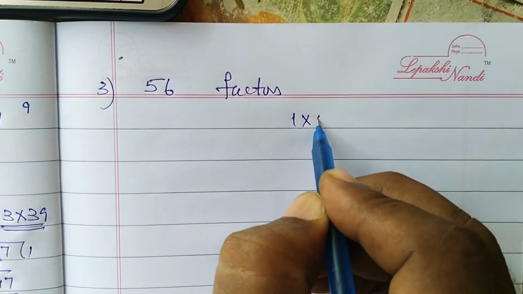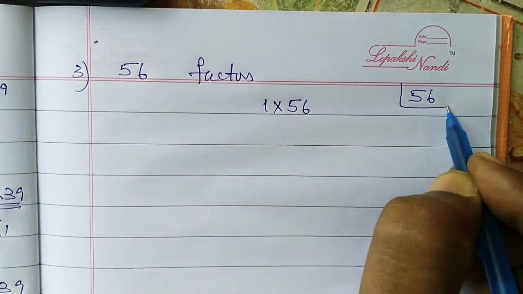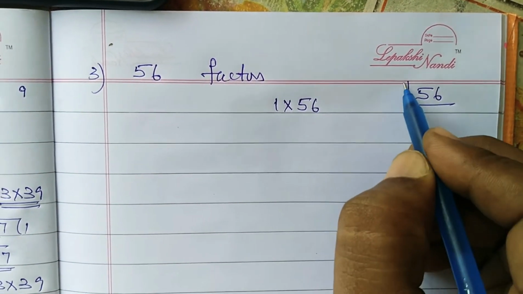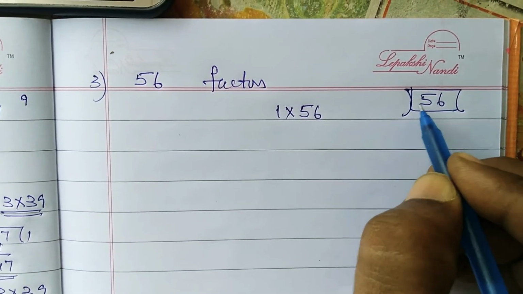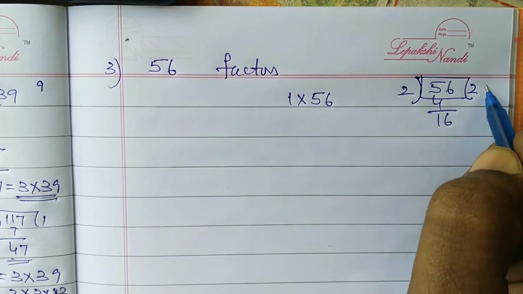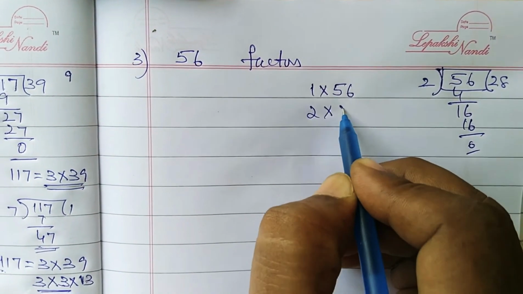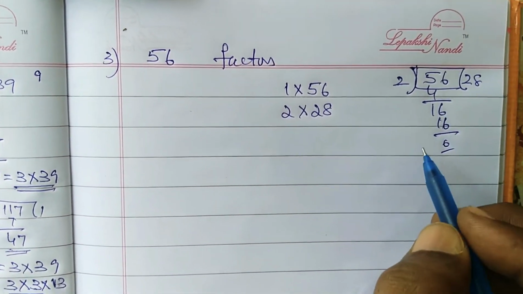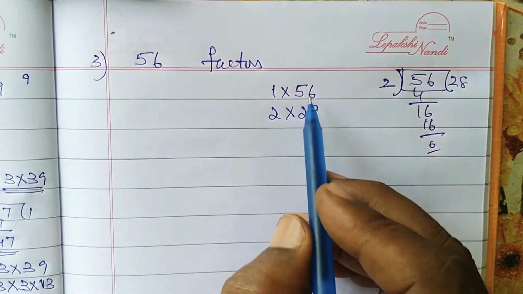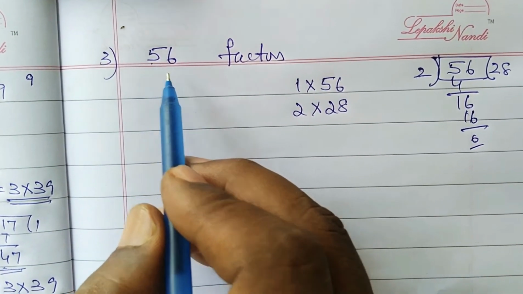So one table, 1 56s are 56. Is it divisible by 2? 56 is an even number. So if you divide 56 by 2, 2 2s are 4, 2 8s are 16. So you get 2 into 28 is 56. Is this divisible by 3? 5 plus 6 is 11. It is not divisible by 3.